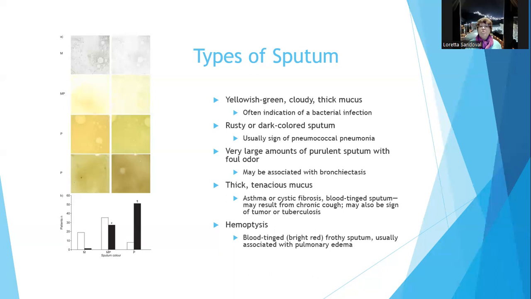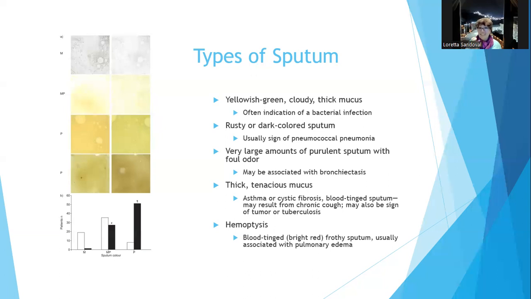Very large amounts of purulent sputum with a foul odor, yucko, right? May be associated with bronchiectasis. So you have pus in your bronchioles. That's not good. Pus is a byproduct of bacterial infection, and you're not supposed to have bacteria in your bronchioles. So that's a problem. Thick, tenacious mucus can be caused by asthma or cystic fibrosis. You could get blood-tinged sputum from a chronic cough, or it could be a sign of tumor or tuberculosis.